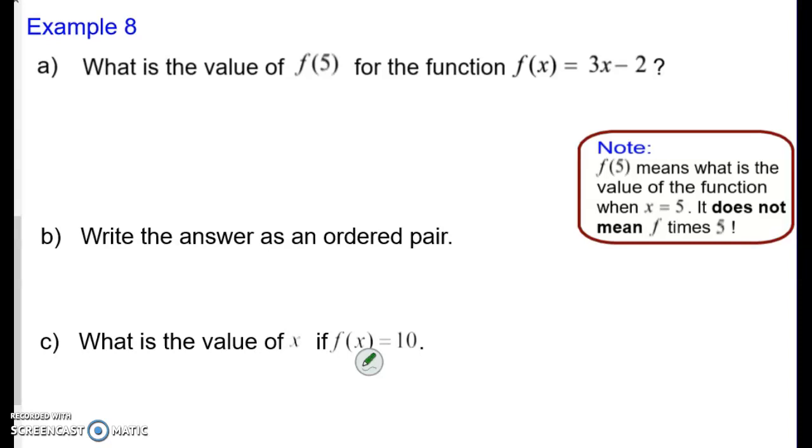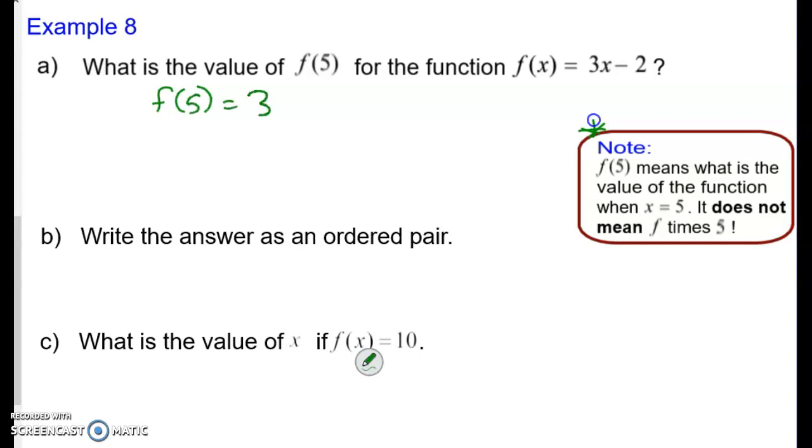In this example, we want to determine what is the value of f of 5 for the function f of x equals 3x minus 2. It's important to note that when we use function notation, f of 5 means what is the value of the function when x equals 5. It does not mean f times 5. So we want to know what f of 5 is.